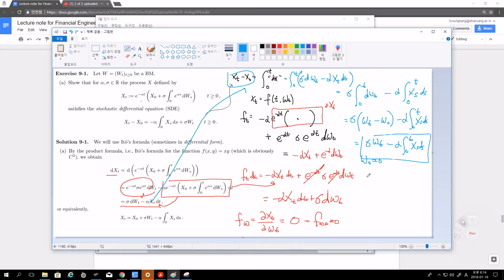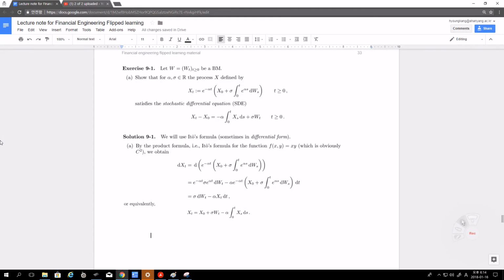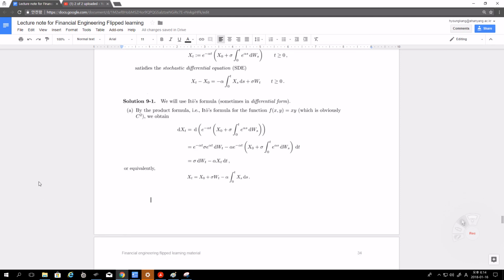Therefore we have xt equals x0 plus sigma wt minus alpha integral from 0 to t of x s ds. So this is the answer. So we proved this one. Okay, so this is done. Now let's move to the next question.